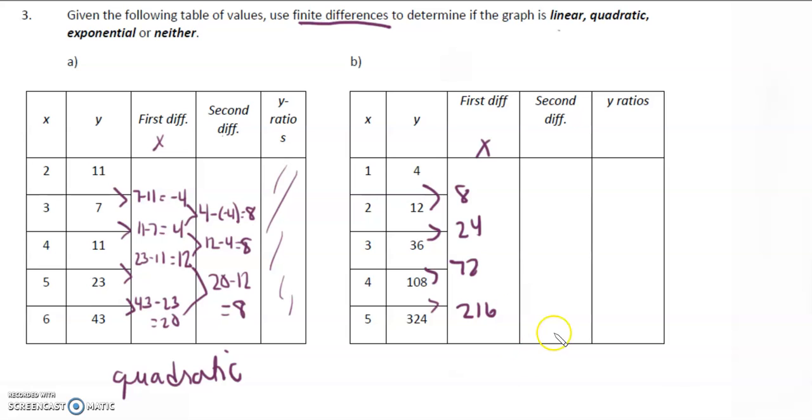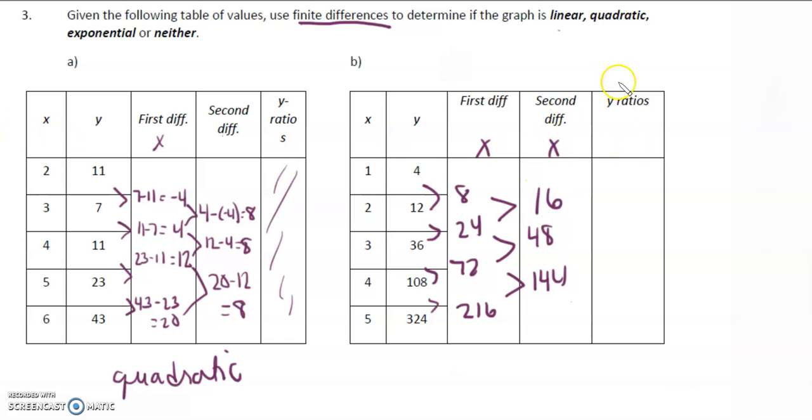Let's go to the next one. 216 minus 72 is 144. 72 minus 24 is 48. And 24 minus 8 is 16. So this is not quadratic.